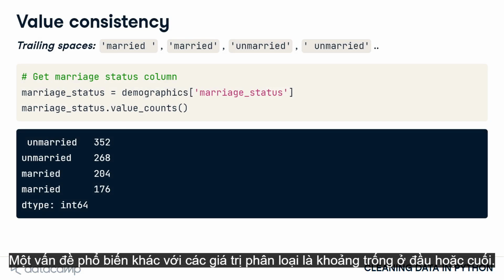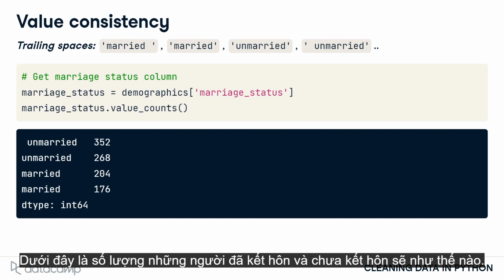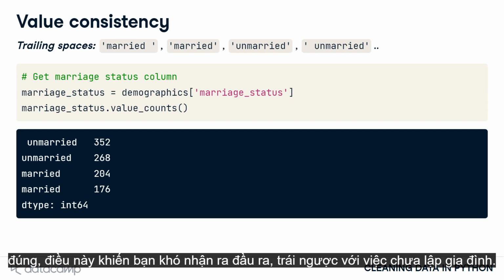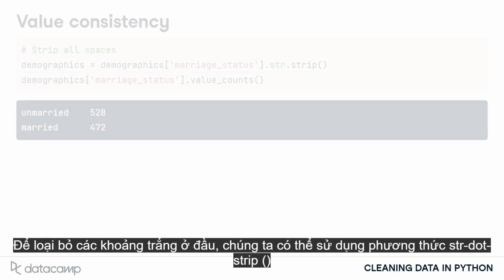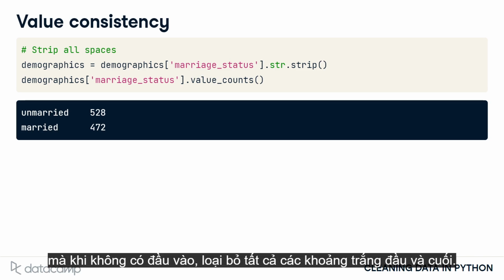Another common problem with categorical values are leading or trailing spaces. For example, imagine the same demographics data frame containing values with leading spaces. Here's what the counts of married versus unmarried people would look like. Note that there is a married category with a trailing space on the right, which makes it hard to spot on the output, as opposed to unmarried. To remove leading and trailing spaces, we can use the str.strip method, which when given no input, strips all leading and trailing white spaces.